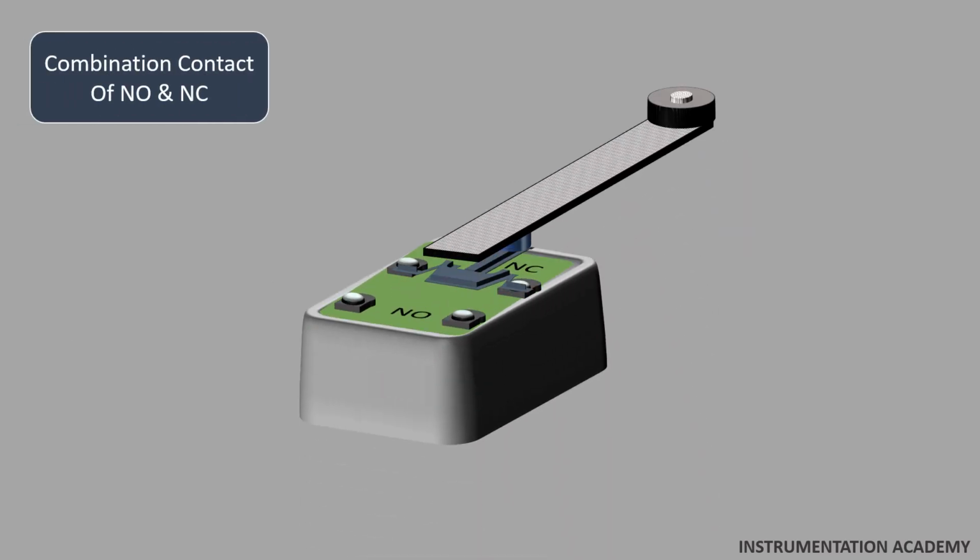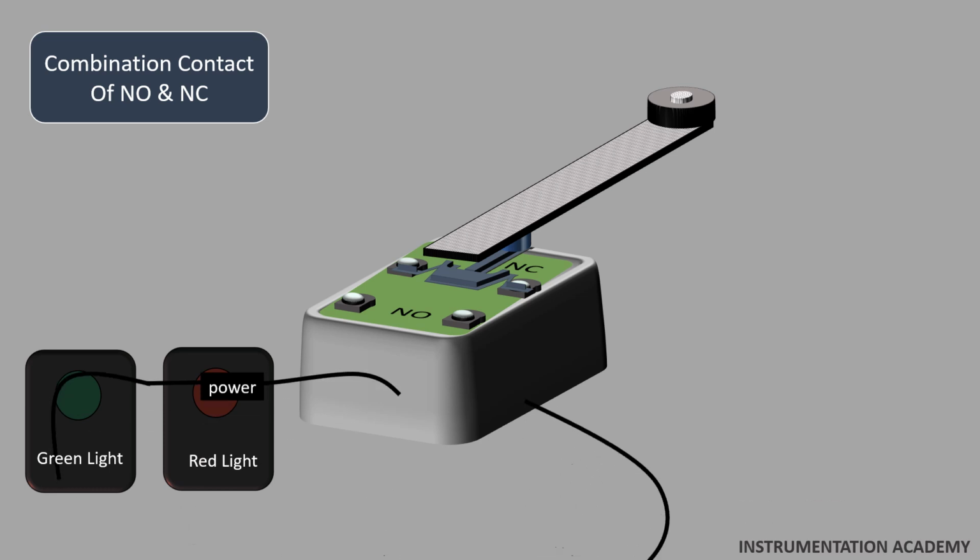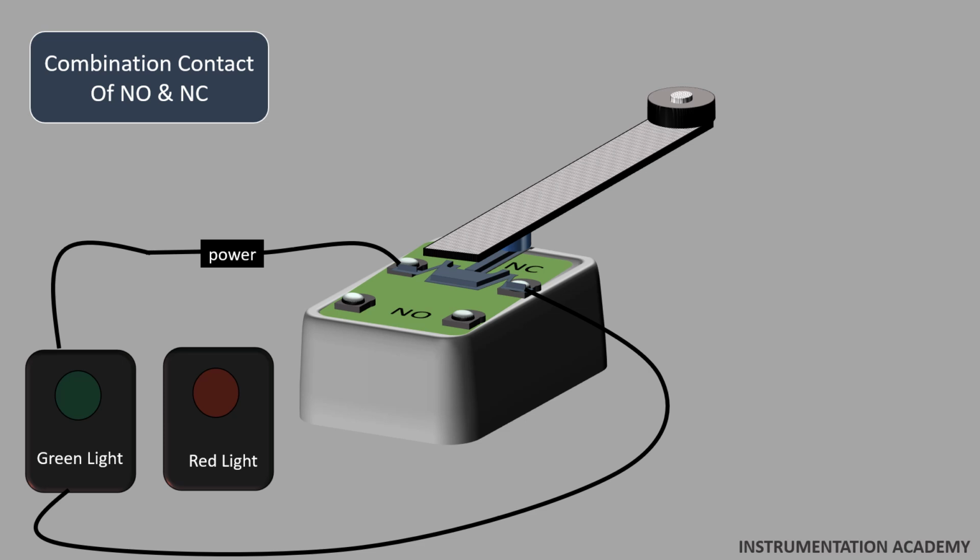Combination contact of NO and NC. In this type, different combinations of NO and NC are used. Consider that we want a green light to switch on during normal working condition and a red light to switch on when the limit switch comes in contact with an object. Then the circuit of the green light is connected in the NC contact of the limit switch and the circuit of the red light is connected in the NO contact terminal of the limit switch.